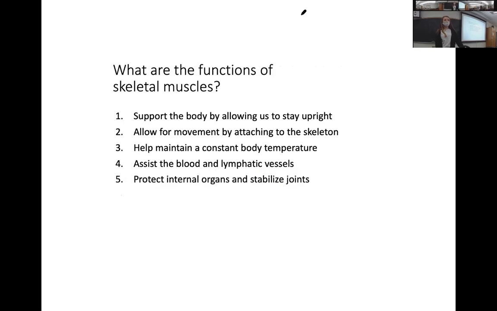Here are the functions of the skeletal muscles. They help support the body by allowing us to stay upright. Okay, so the bones are kind of the structural part, but the muscles allow us actually to stay upright. It also helps us with our human-like posture. They allow for movement by attaching to the skeleton, so they are attached to the bones, and the way that the muscle is either contracting or releasing, and how it does that in a certain motion, allows those bones to structurally move.